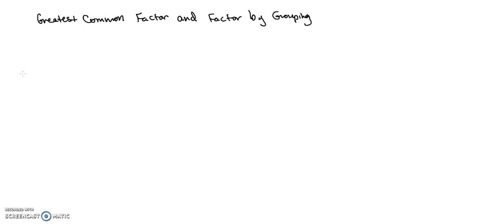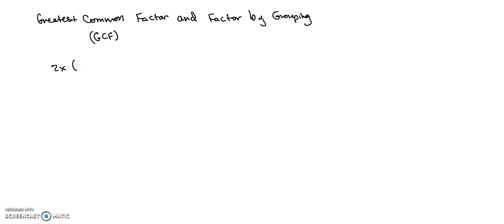Okay, in this video we're going to talk about greatest common factor and factor by grouping. So we're going to start with greatest common factor, also known as GCF. If you ever see GCF, that's just an abbreviation for that. Greatest common factor is the reverse of distribution.